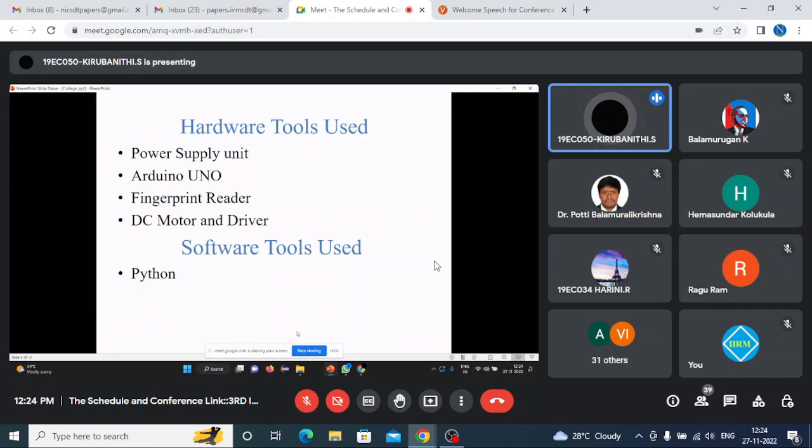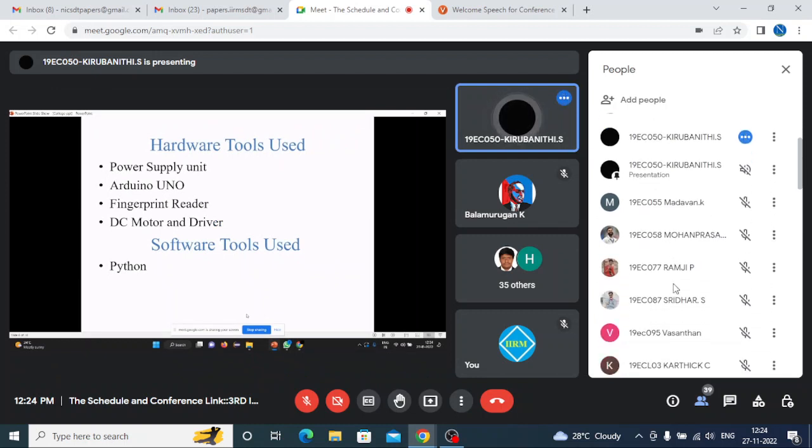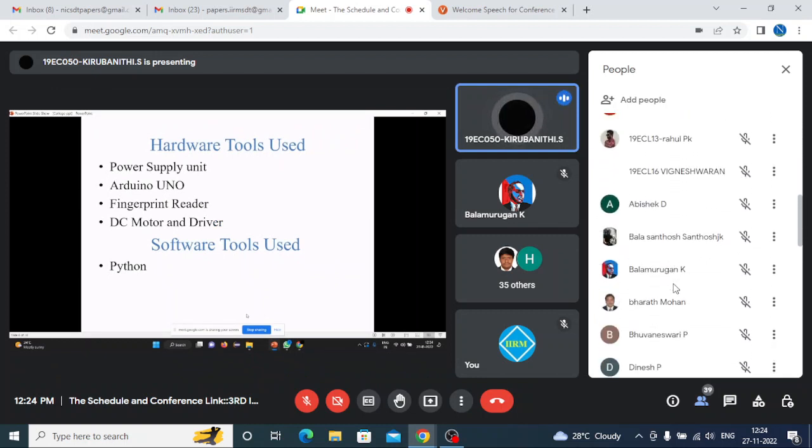In hardware tools used, we use the power supply unit. The power supply unit is a hardware device that converts AC electricity into DC electricity and then distributes it to the rest of the computer. An Arduino Uno is a low-cost, flexible, and easily programmable open-source microcontroller board that can be integrated into a variety of electronic component projects. We are using Arduino because it's very low cost, basically.